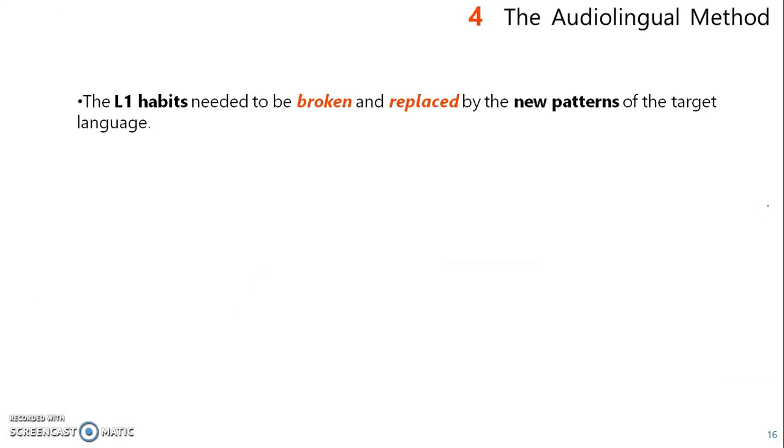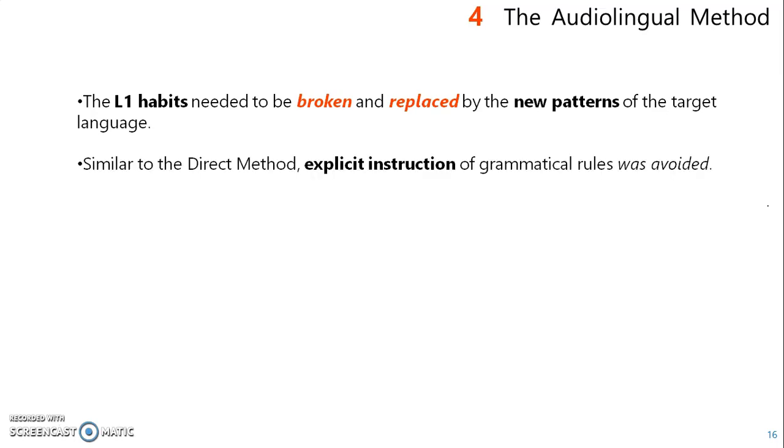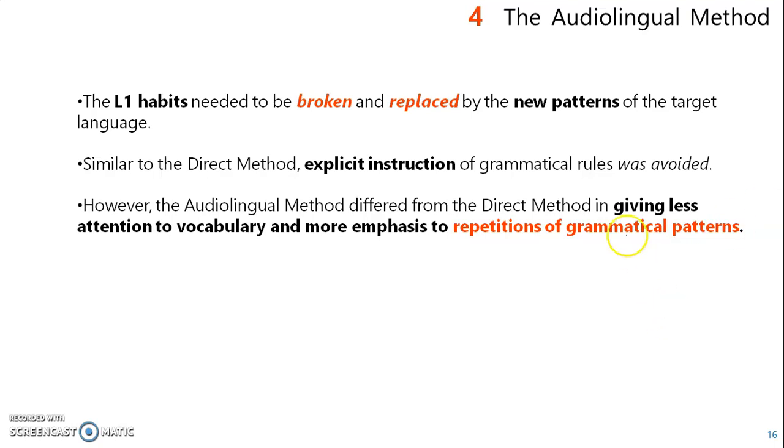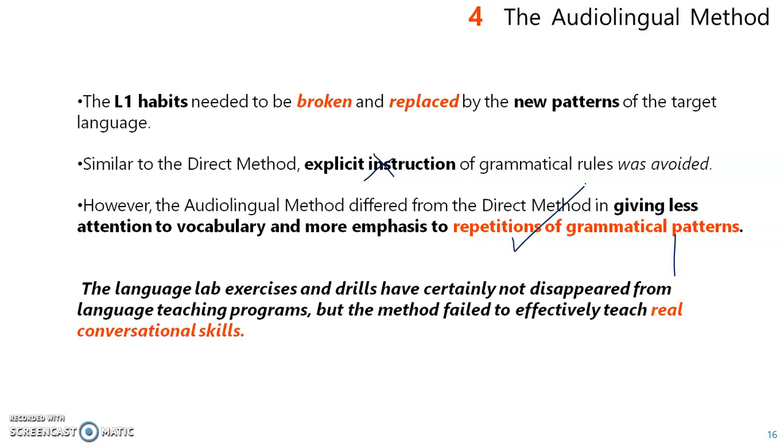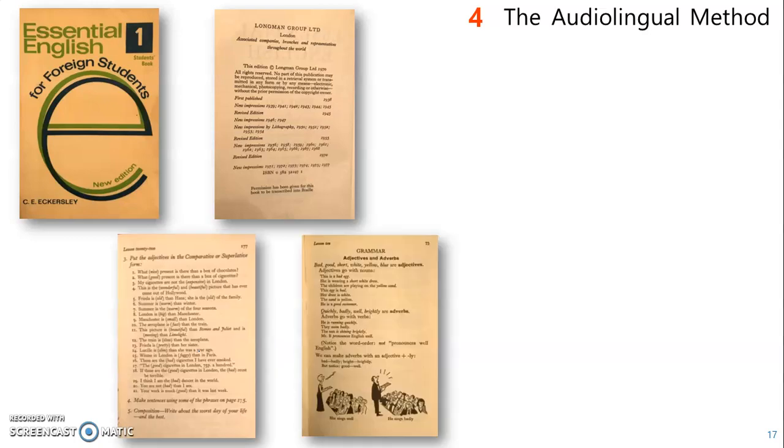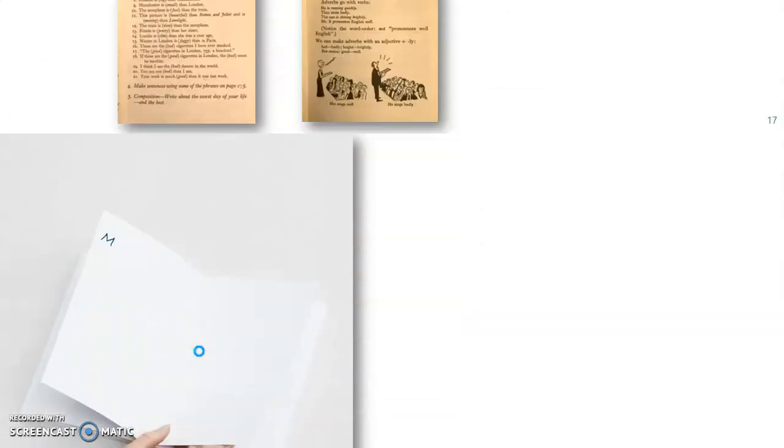Therefore, the ALM focused on breaking L1 habits and replacing them with new patterns related to the grammatical rules of the new language. However, grammar was not taught explicitly, that is, directly, but through repetition of patterns. The language lab exercises and drills of the ALM were successful in teaching certain structures and so on, but not in teaching conversational skills. These are some examples you can view on the PowerPoint.